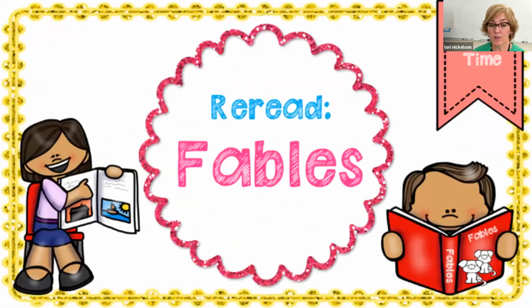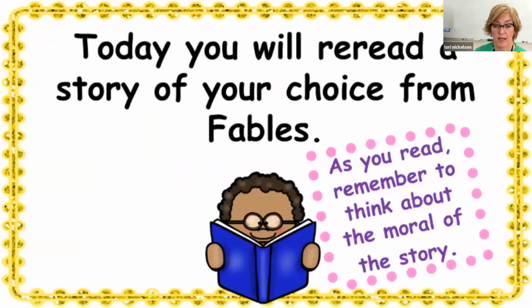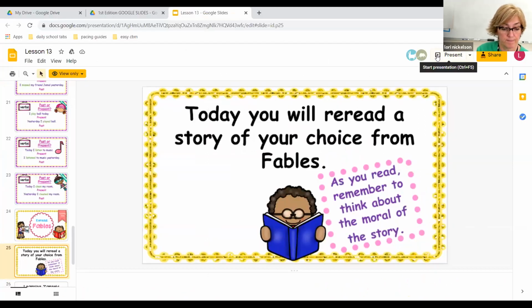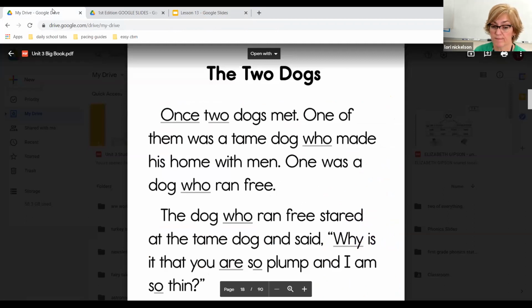So we are going to read a fable. Today we're going to reread a story of our choice from our fables, and remember to think about the lesson of the story or the moral of the story. So let me escape here. And I have got us a story up that I want us to reread. It's The Two Dogs. All right, The Two Dogs.